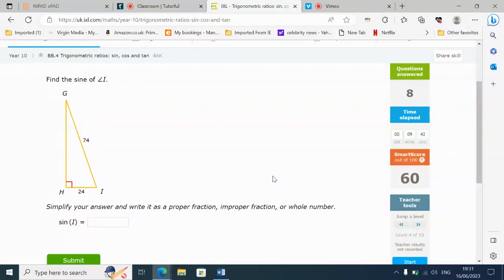Okay, and the next question, we've got sine. Sine is opposite over hypotenuse. So opposite is missing, hypotenuse is 74. What do you do here then? We would do c squared minus a squared equals b squared. So the b squared will be the length of HG.